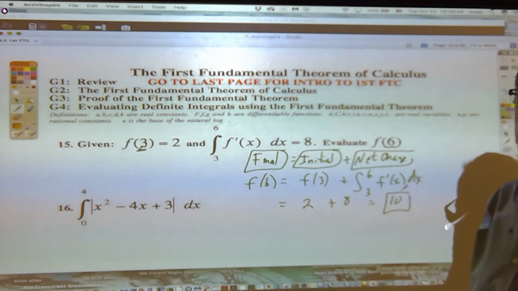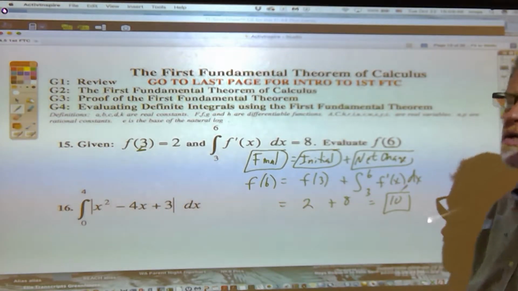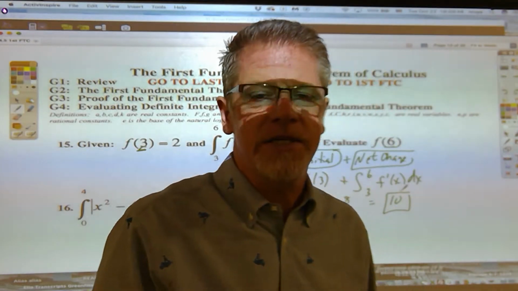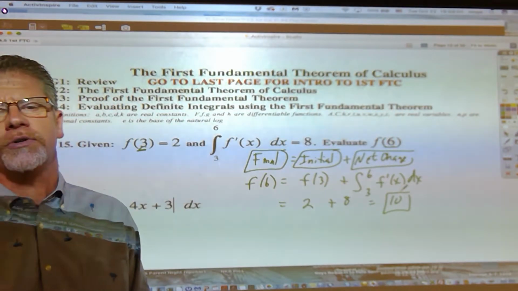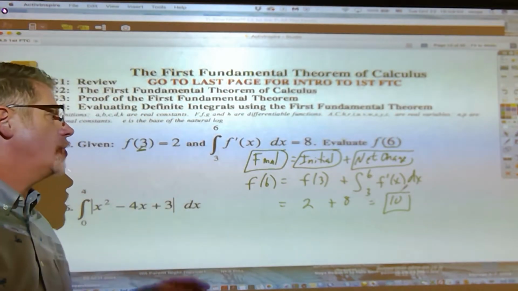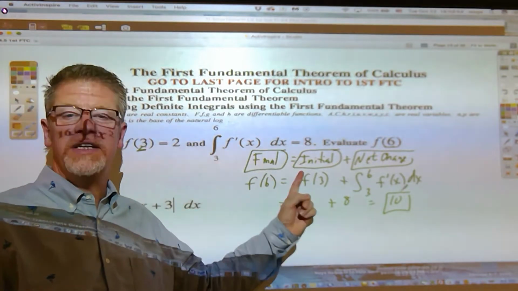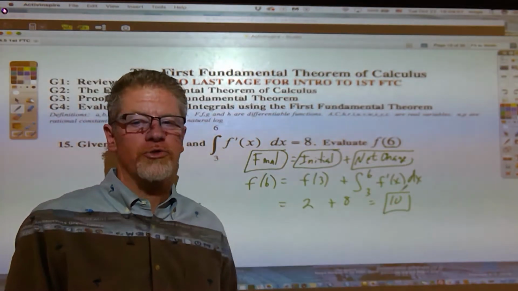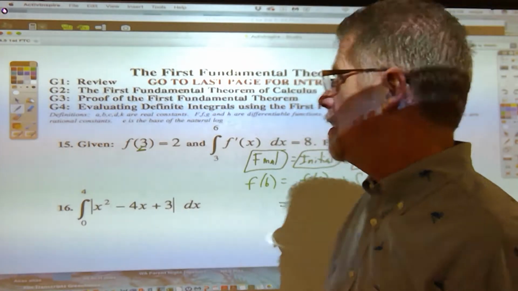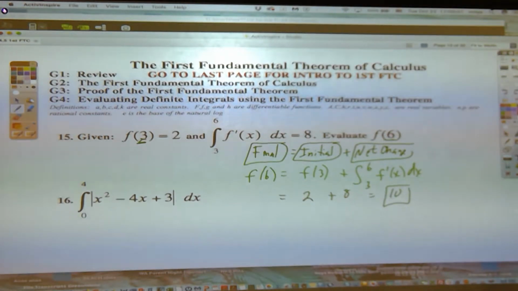So final equals initial plus net change. When I say go, I'd like all of you to say out loud and in unison, final equals initial plus net change. Ready? Go. Final equals initial plus net change. Wow, will that ever come in handy? Okay, next, number 16.